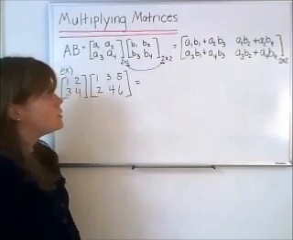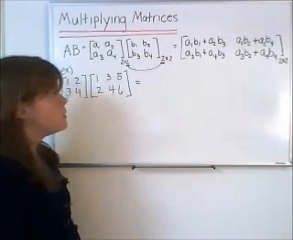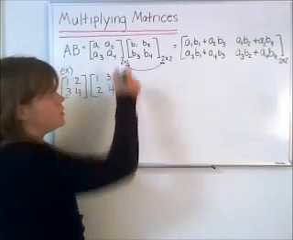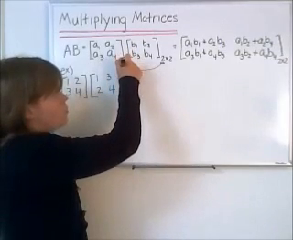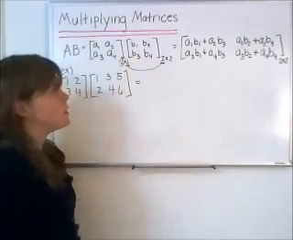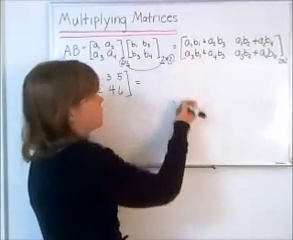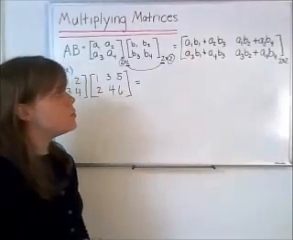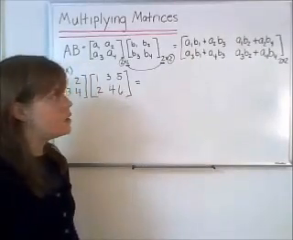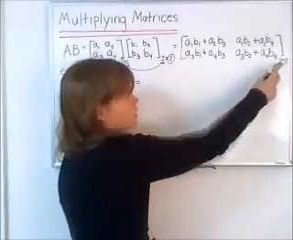And then, if they are, we know the resulting matrix, from the dimensions, will actually be the number of rows in the first matrix by the number of columns in the second matrix. So in this case, where we have a 2 by 2, our final matrix ends up being a 2 by 2 as well.